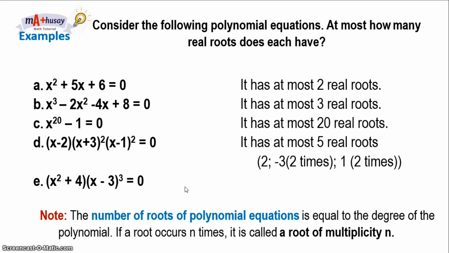Let's have the last example. We have the quantity x squared plus 4 times the quantity x minus 3 cubed equals 0. In this case, if we equate x squared plus 4 equals 0, then the value of x will be imaginary. So in this case, we will only have at most 3 real roots. That's because x squared equals negative 4, and that will be imaginary.